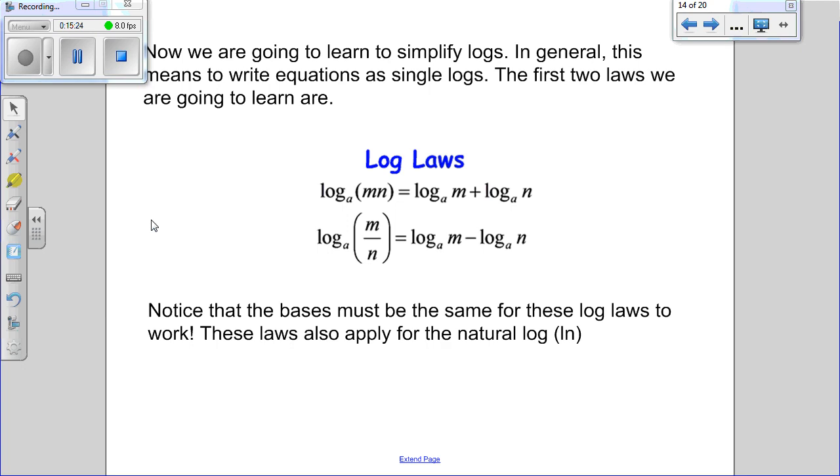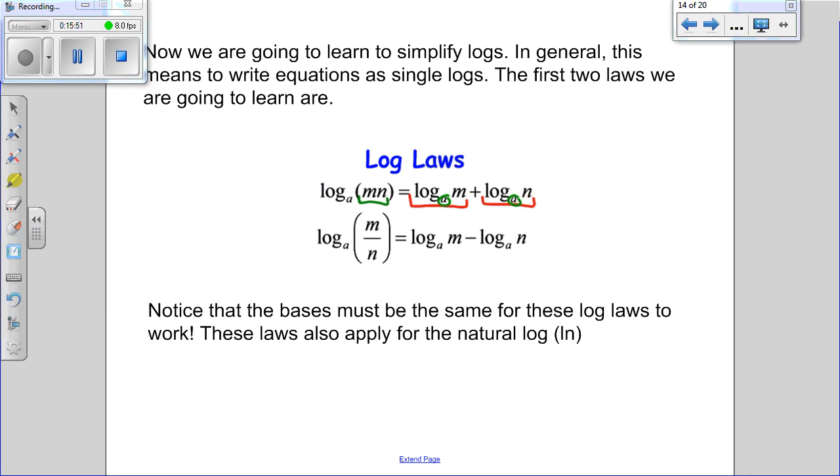So the rule is if you have 2 logs with the same base, and those logs are being added together, you could combine them into one log where you multiply the arguments. So the addition of logs can be combined into one log that's being multiplied.